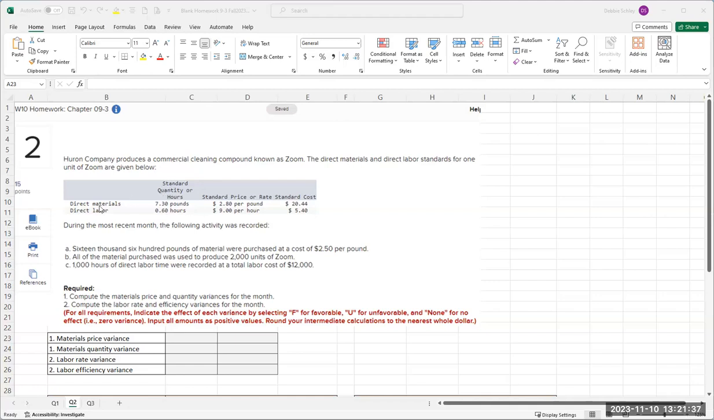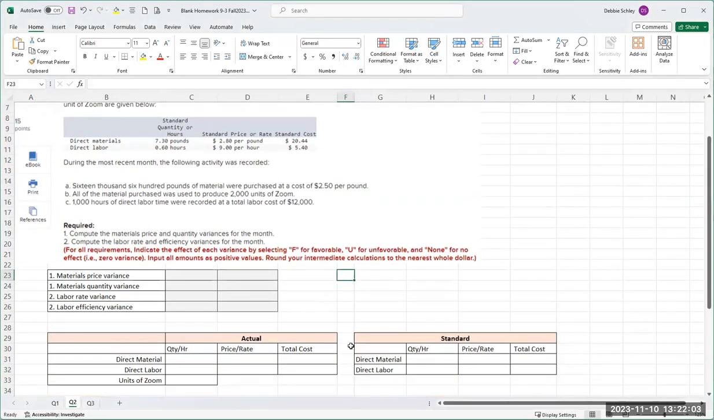And they give me the direct materials. So standard quantity would be the direct materials, or hours is the direct labor. So that's a portion of an hour, and the direct materials, that's pounds. Standard price per pound or rate per hour, and then standard cost per unit.